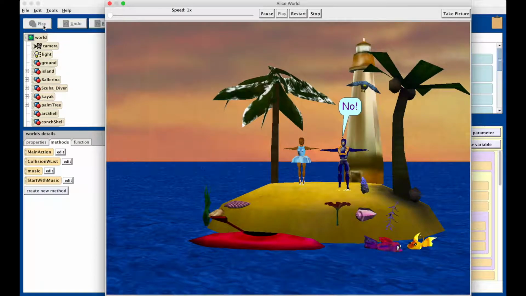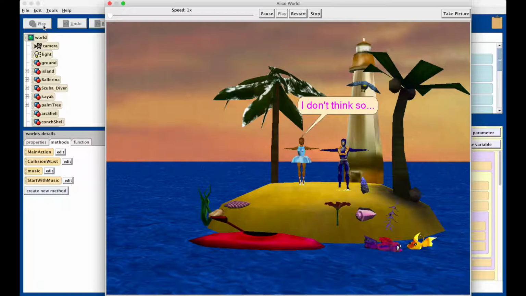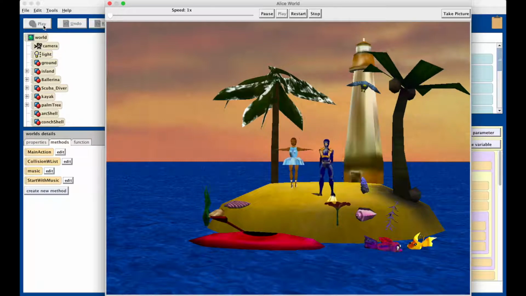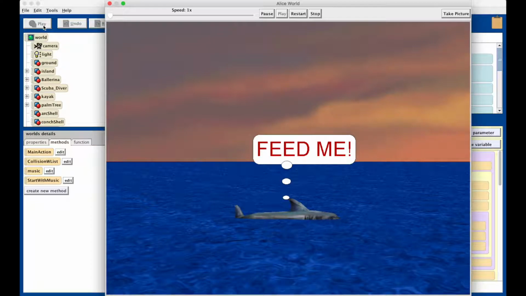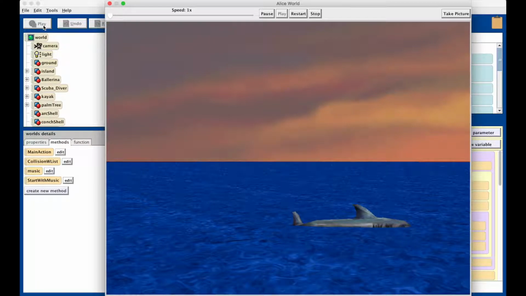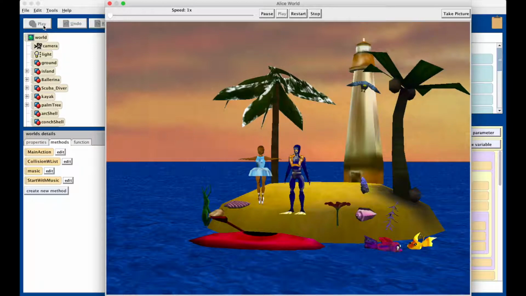Feed me. No. Yes. I don't think so. Feed me. I should nickname the shark Audrey. To throw a shell, press T one time, and I press the T.